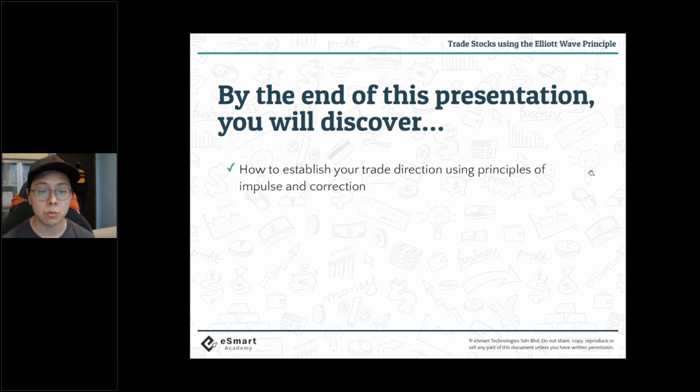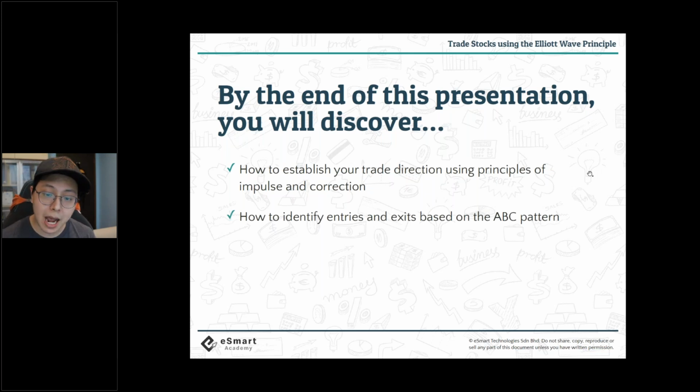Okay, so we'll cover that, and then of course we'll talk about how you can look out for entries and exit. Of course, with the time limitation, we can't go through all the patterns that Elliott Wave has. So today we'll cover one of it. Okay, and to me, this is the most commonly used pattern to look out for entries and exit.